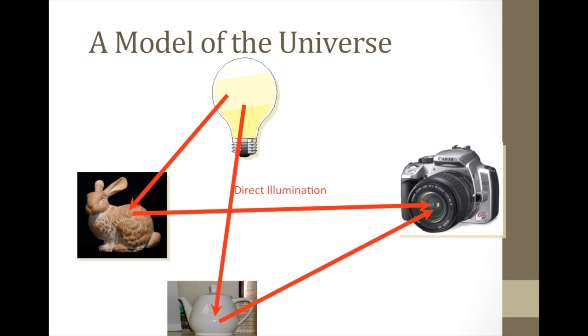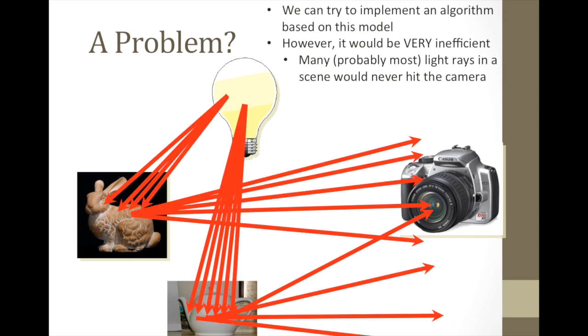The model of the universe that we're working on here is that we have a light source, such as this light bulb. That light source emanates light on objects like the rabbit and the teapot. That light bounces off those objects and into our camera or eye. That's what renders the image on the back of the camera, and allows us to take a picture of our scene. The problem with this model is that we could certainly implement it.